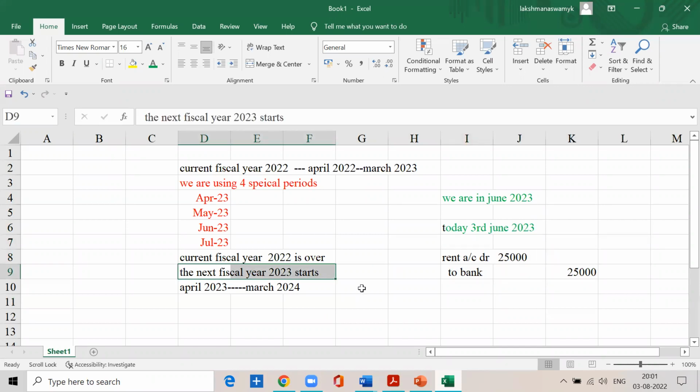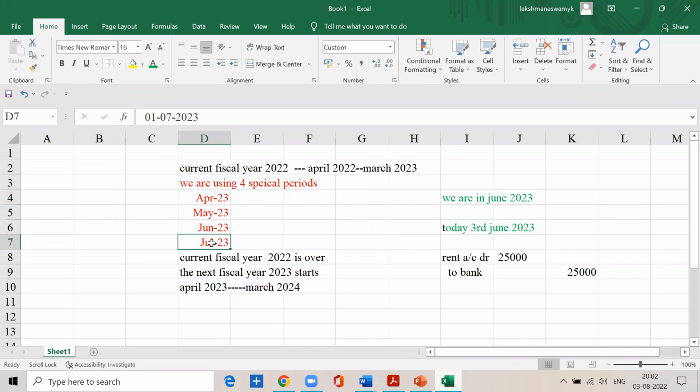Getting my point, everybody? If anybody wants, I will explain one more time. See, fiscal year 2022 is over, that is 31st March 2023. With the 31st March 2023, the fiscal year is over. Now you are using 4 special periods. What will be the 4 special periods? April 2023, May 2023, June 2023, and July 2023.